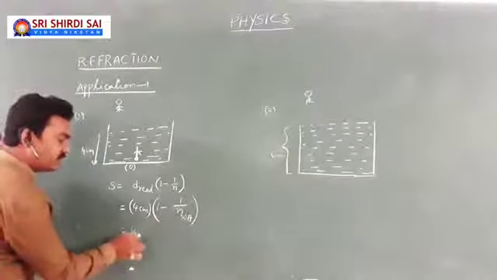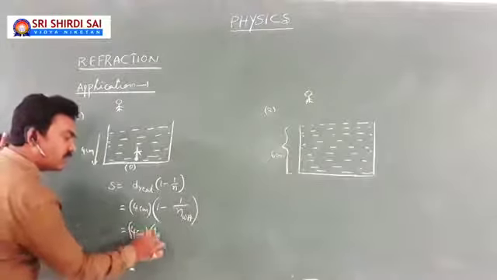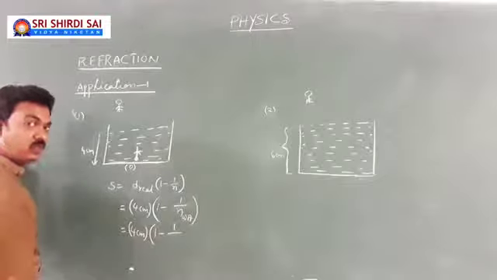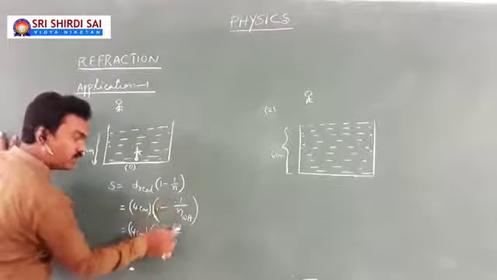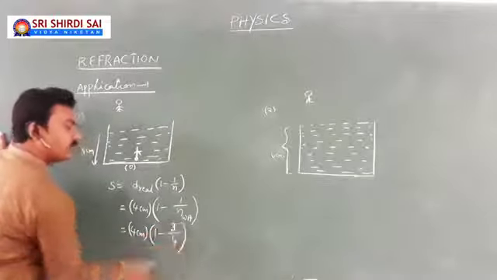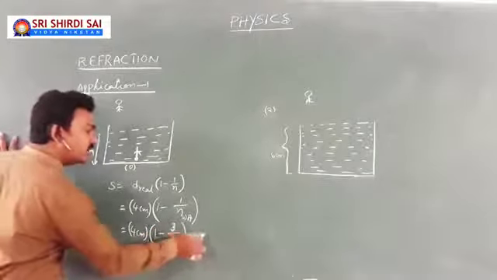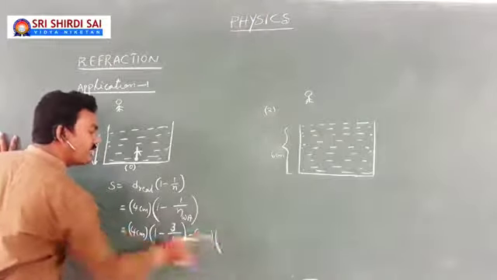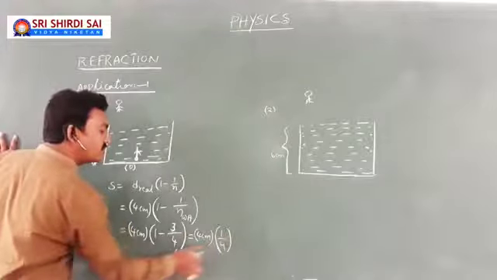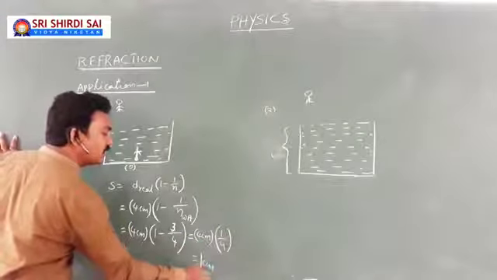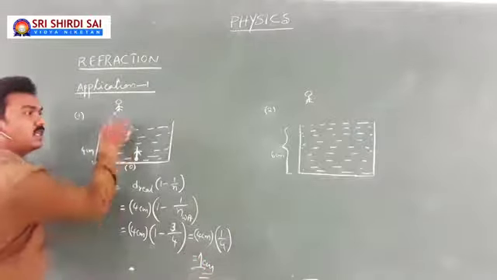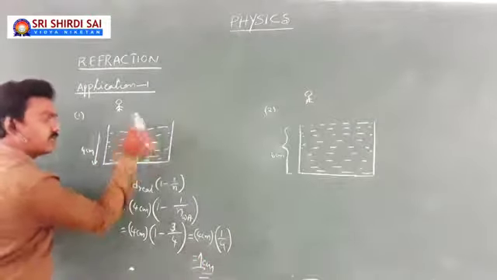Now here it is 4 cm into 1 minus 1 by the refractive index of water with respect to air, which is 4 by 3. So 1 by 4 by 3 is 3 by 4. Now here it is equal to 4 centimeter into 1 minus 3 by 4. Then it is going to be 1 by 4, so this is equal to 1 centimeter. So the shift in the position of the object seen by the observer is about 1 centimeter.